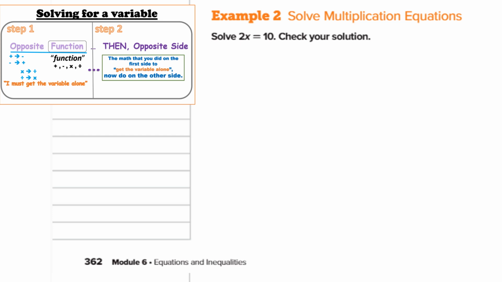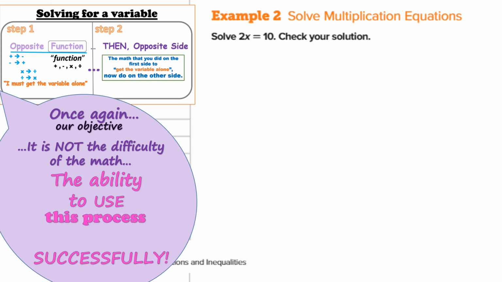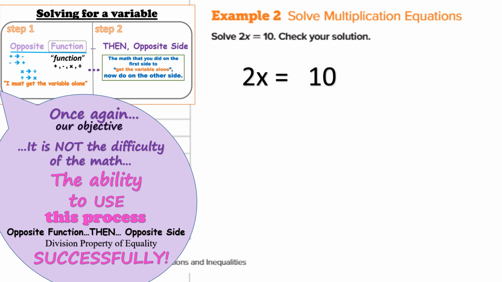So once again, we're doing the opposite function, step 1, then we're doing it on the opposite side. I have 2x is equal to 10. Well, don't focus on, I don't know. Focus on just simply doing the math, and you will be successful. Once again, this is called the division property of equality, simply because I have to do the opposite function of multiplication with the variable, which is division, then I do it on the opposite side.